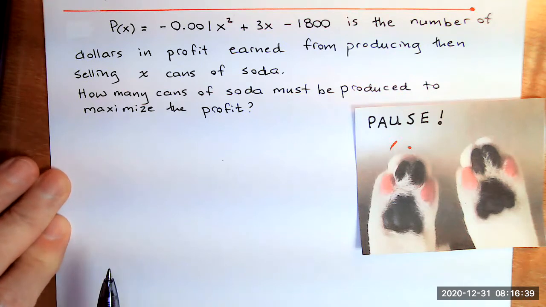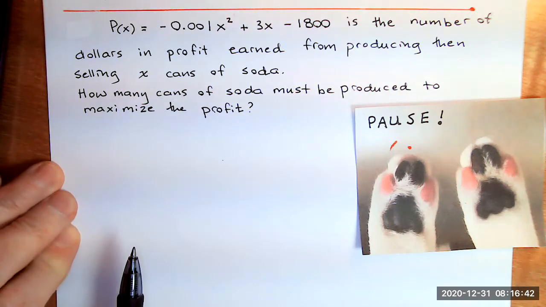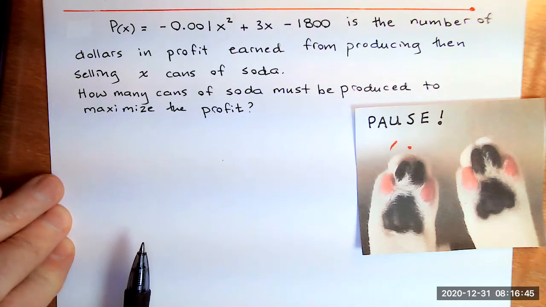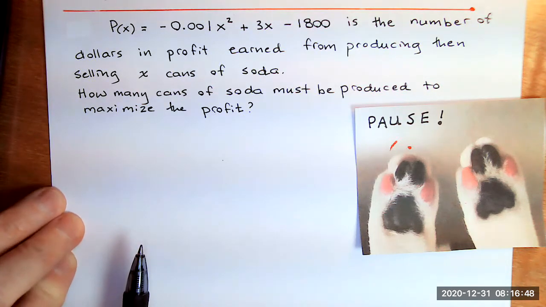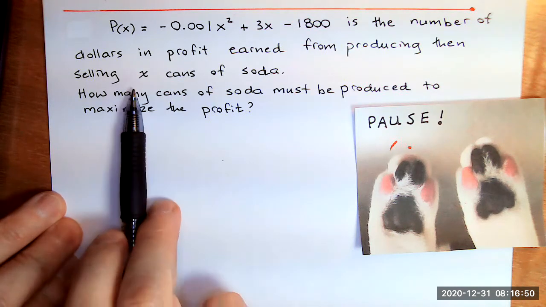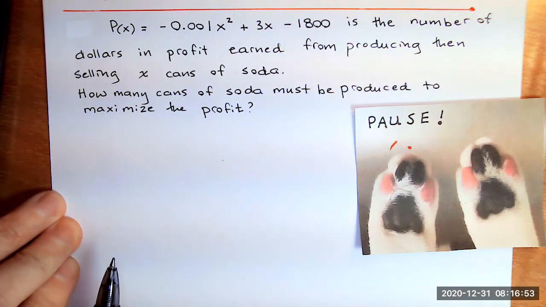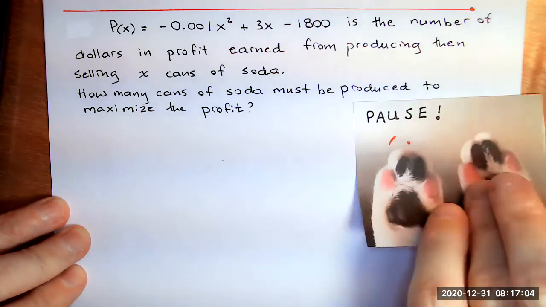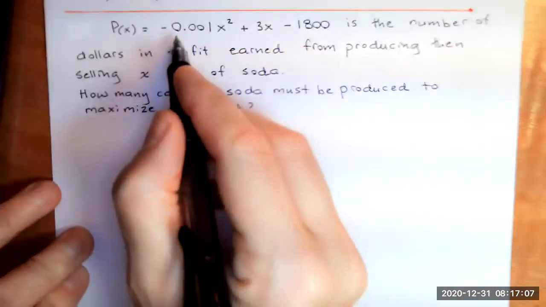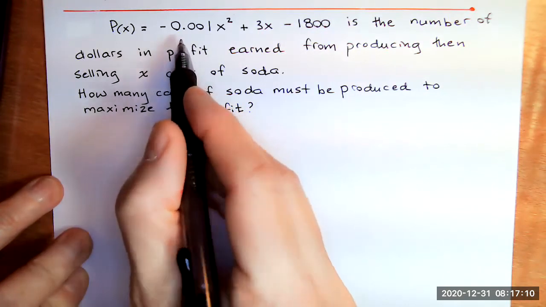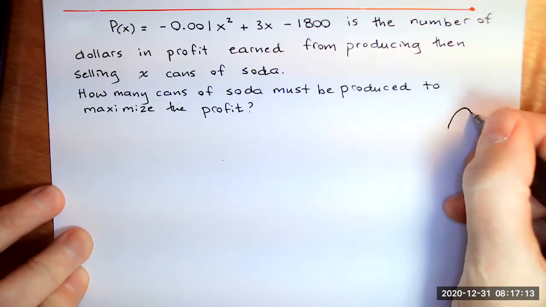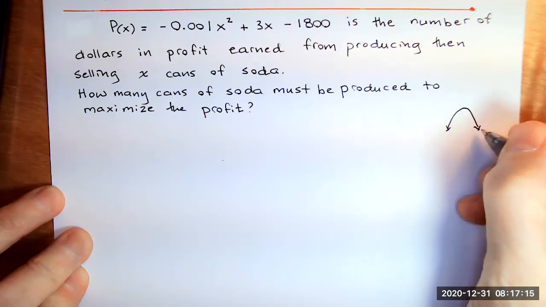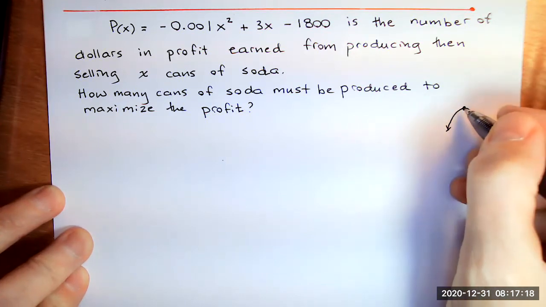All right, p of x equals negative 0.001 x squared plus 3x minus 1800 is the number of dollars in profit earned from producing and then selling x cans of soda. How many cans of soda must be produced to maximize the profit? So I would try this one on your own. And the first thing you'll notice is that the leading coefficient is negative. That means our parabola is pointing this direction. So the maximum is going to be the vertex.